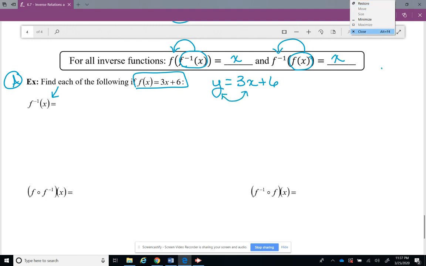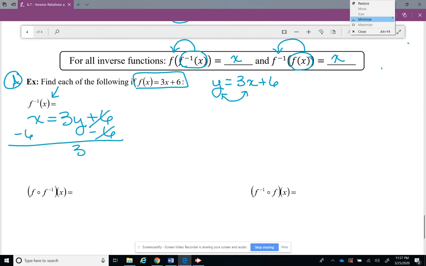All right, so we're going to do that. We're going to switch. So it's going to be x equals 3y plus 6. Subtract 6 from both sides. We get 3y equals x minus 6. Divide by 3. I'm going to cross that out. And I have y equals x minus 6 over 3.